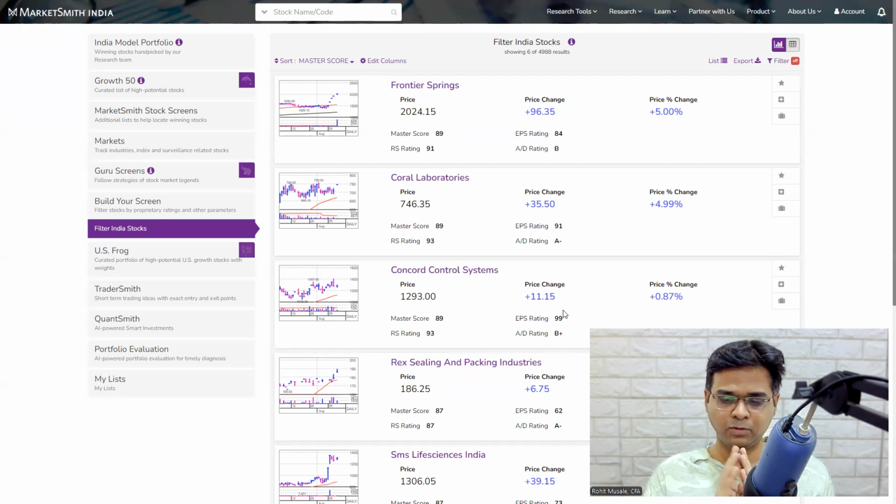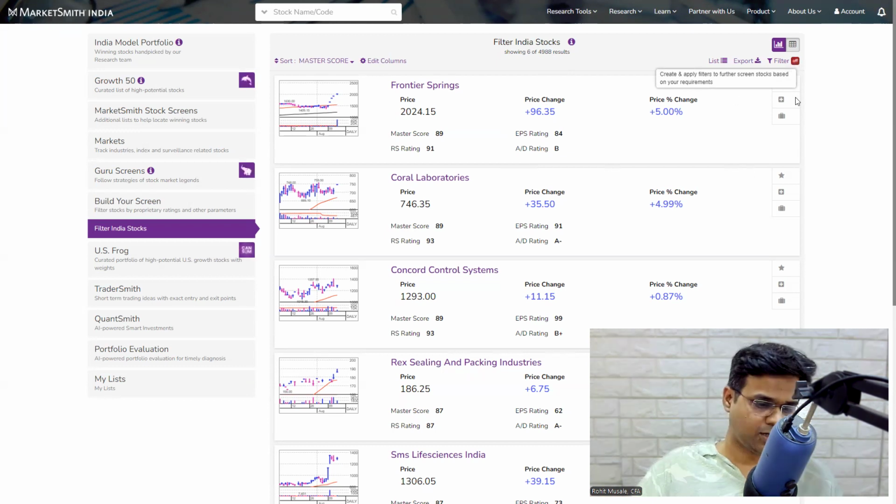I am going to talk about the relative strength ranking which MarketSmith India is using. The ranking for every stock is from 1 to 99. It will have one of these ranks. Now I want to discuss with you how they come up with this rank and how it is helpful for us in reducing the risk in our trading. So as you can see here, there are 4,988 stocks in India as per the MarketSmith India database. So roughly 5,000 stocks.